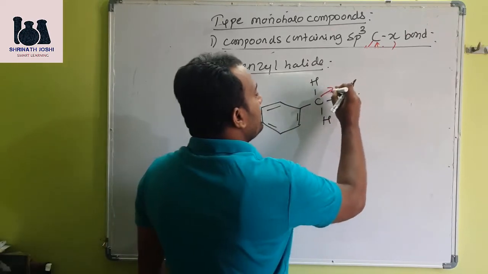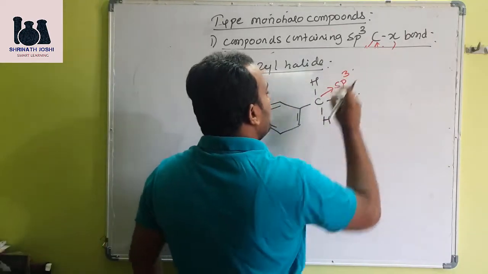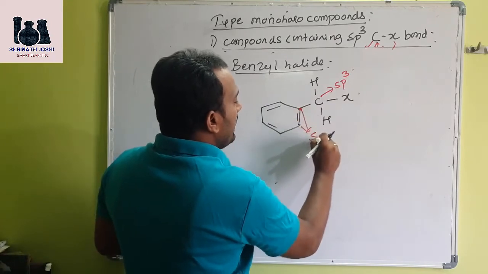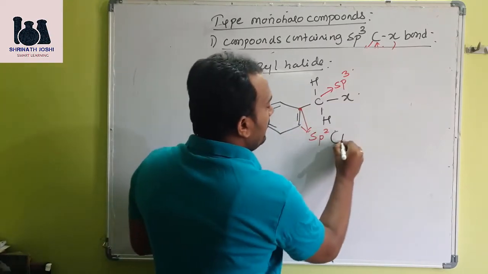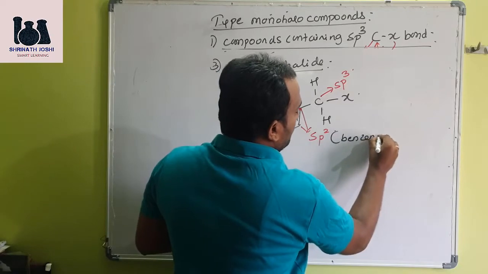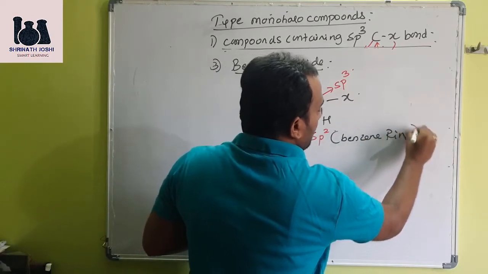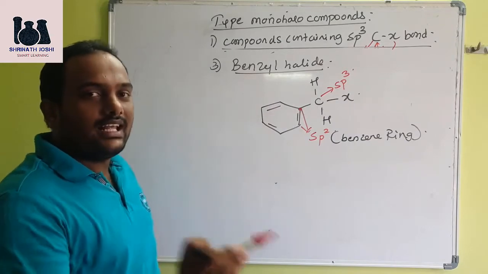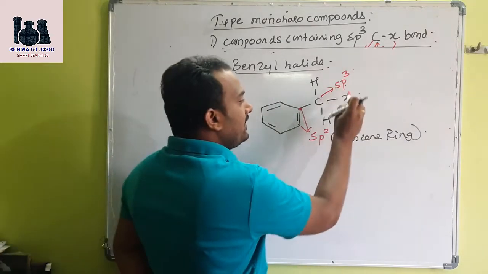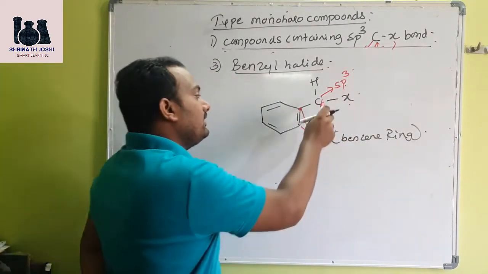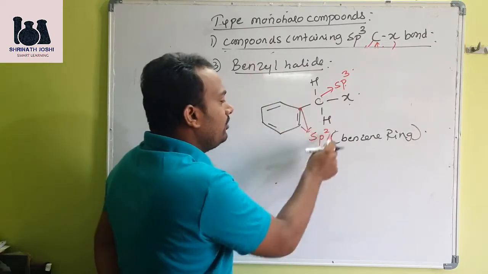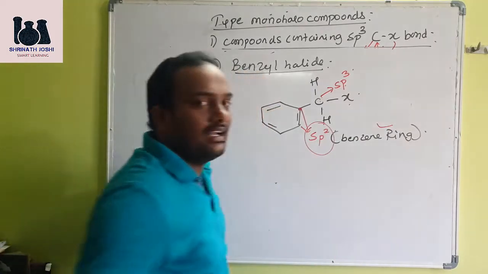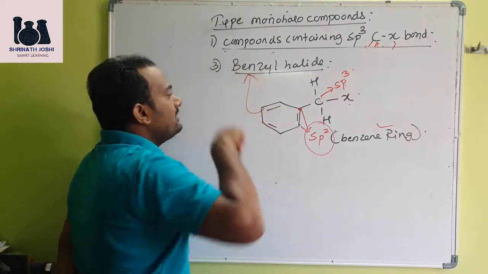Without any confusion, this carbon is sp3 hybridized, but the next carbon atom is sp2, and this sp2 belongs to which ring? Benzene ring. Am I right? Now, what are benzyl halides? Benzyl halides are those which contain an sp3 C-X bond, and that carbon atom in turn is bonded to an sp2 hybridized carbon atom of the benzene ring. Such halides are called benzyl halides.